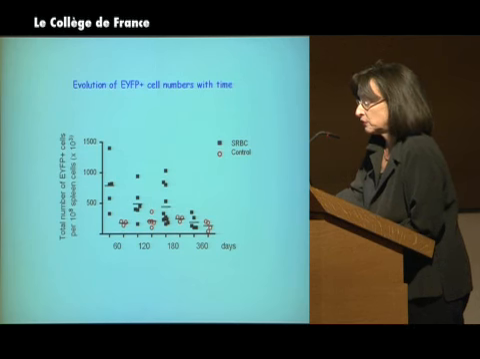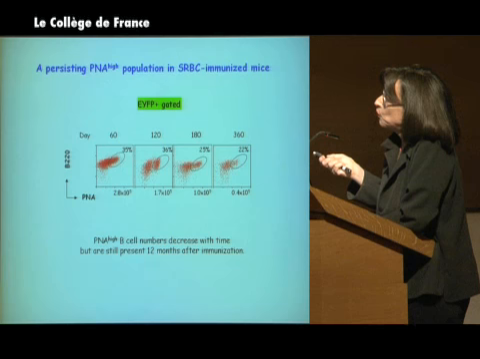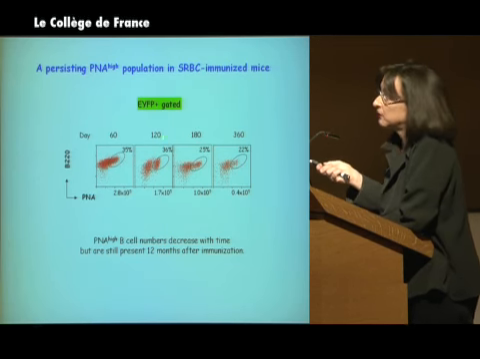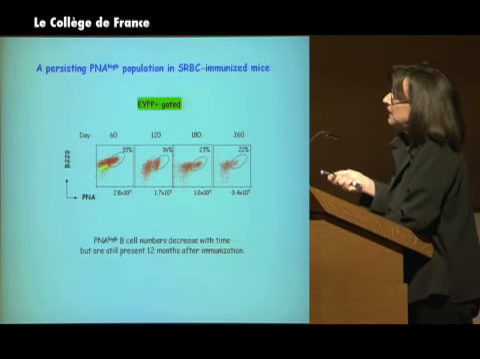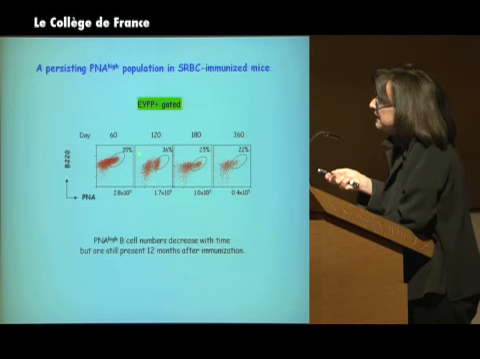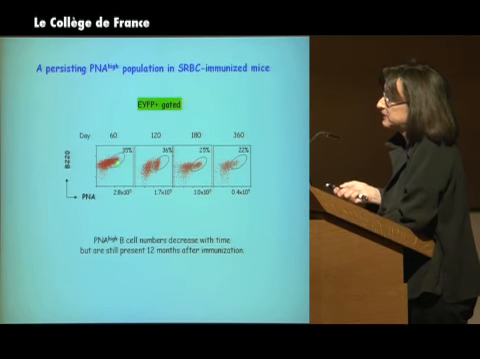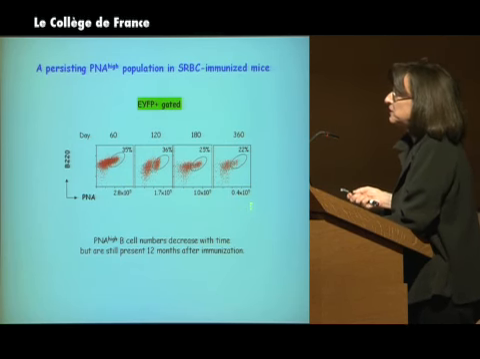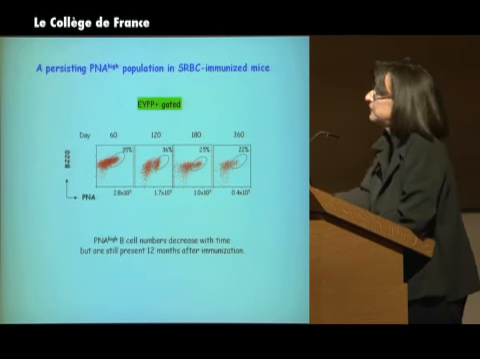So the first surprise in this model was to see that after 1 year, you still see those cells. FACS profiles are gated on the cells that have acquired the YFP fluorescent labeling. So in these cells that have been labeled during the SRBC immunization, you see that you maintain a population that has the characteristics of germinal center B cells for up to 1 year after the immunization. So the absolute number decreases with time, but they are still present after 1 year.